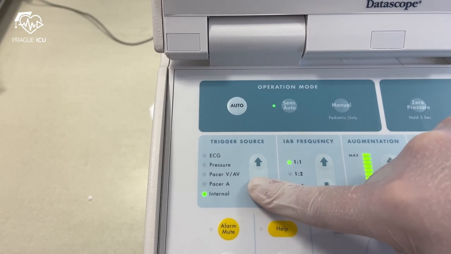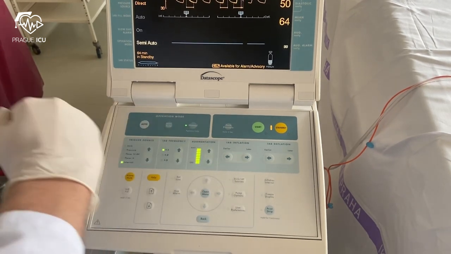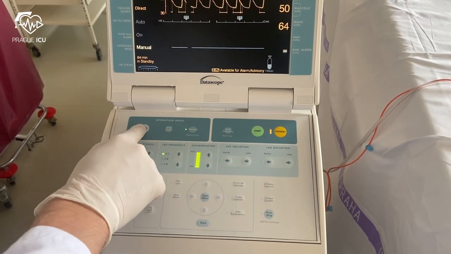In internal source, trigger event is asynchronous at a fixed rate of 80 beats per minute. It is only used when there is no mechanical cardiac cycle, such as during cardiopulmonary bypass or asystole. Manual operation mode is for pediatric use only, and we don't use it.